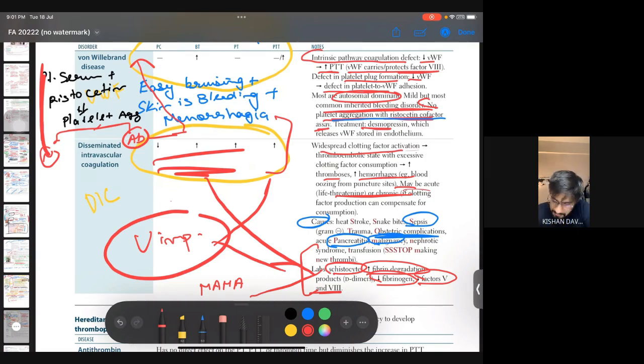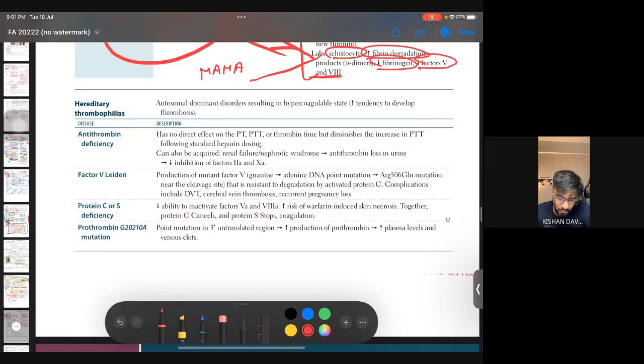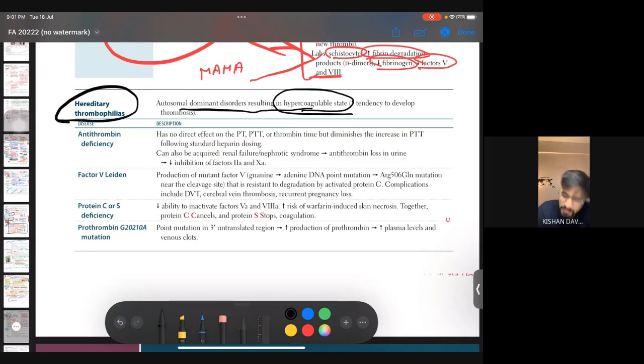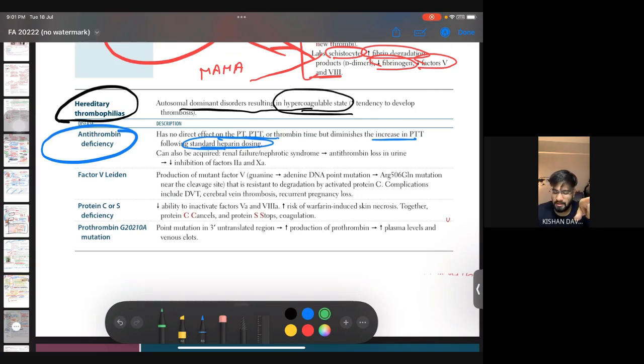All right, moving ahead. We have hereditary thrombophilia. Okay, hereditary thrombophilia. All are mostly autosomal disorders, resulting in a hypercoagulable state. Okay, hypercoagulable. So let's just see one liners. These are one liner questions. Okay, so let's just see antithrombin deficiency. No direct effect here, but diminished increase in PTT following heparin dosing. So in the question, they will say that a patient was on heparin.